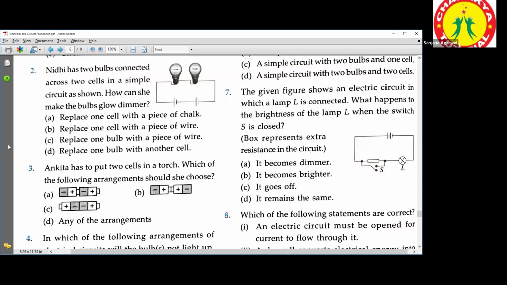Ankita has to put two cells in touch. Which of the following arrangements should she choose? Everybody must be knowing this, because we usually put cells in remotes or some devices for our domestic use.